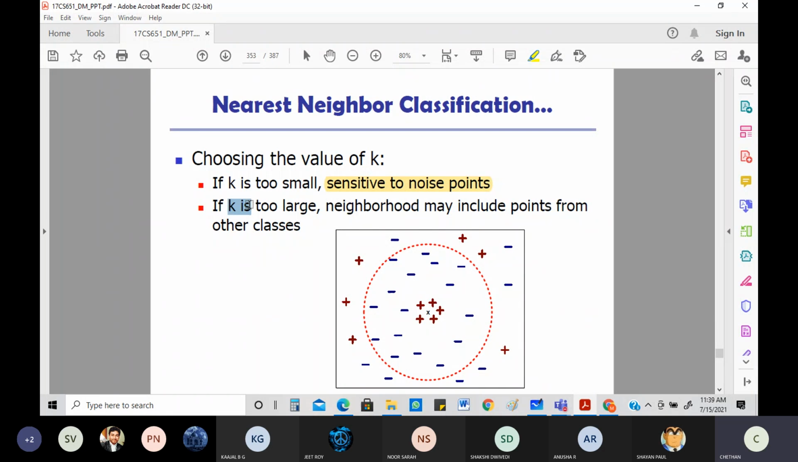If k is too large, the neighborhood may include points from other classes also. If you keep the value too big, say I take the point to be too large, then everyone who is not at all related will also be coming to me. If it is too small, I will not be able to include anyone. So this is the conclusion that you got to keep in mind.